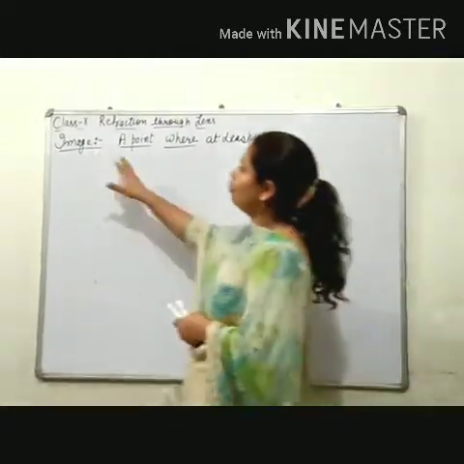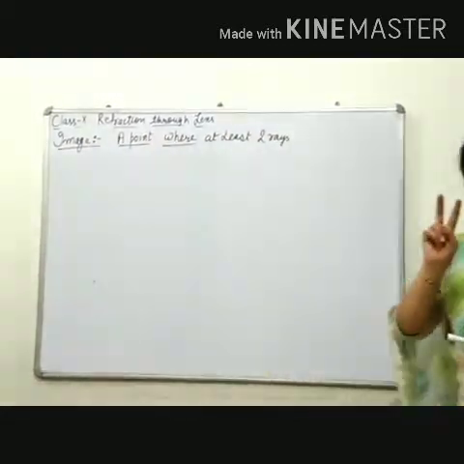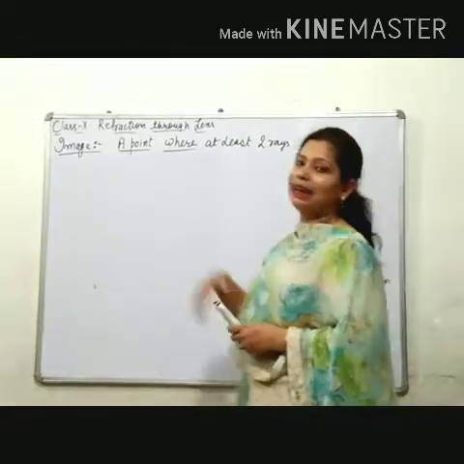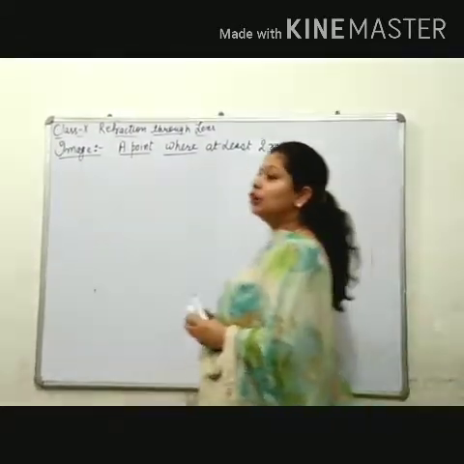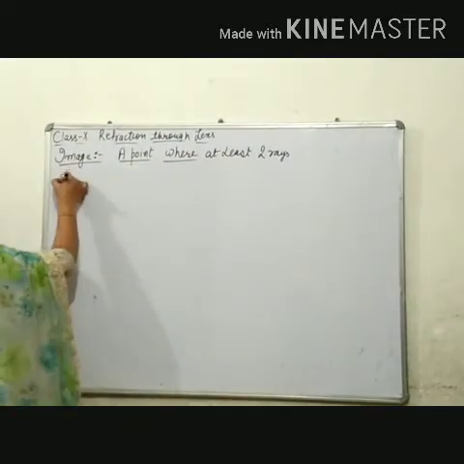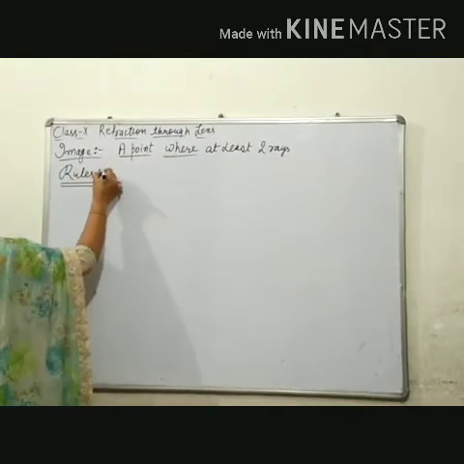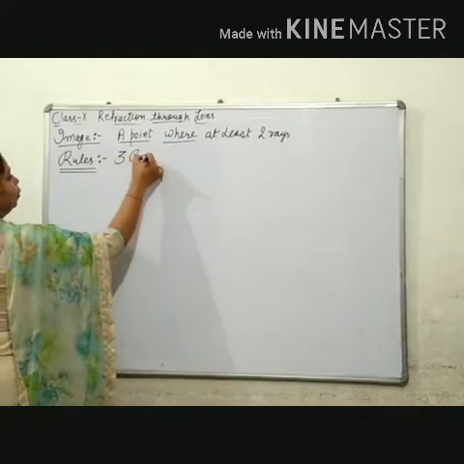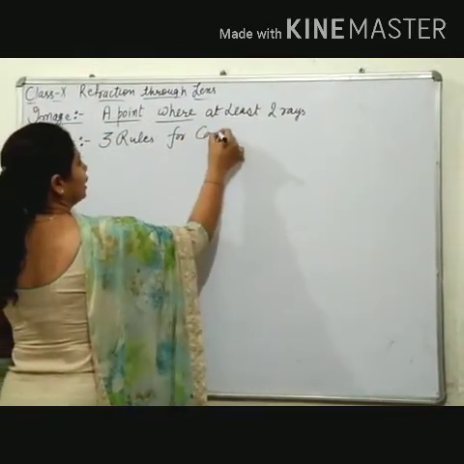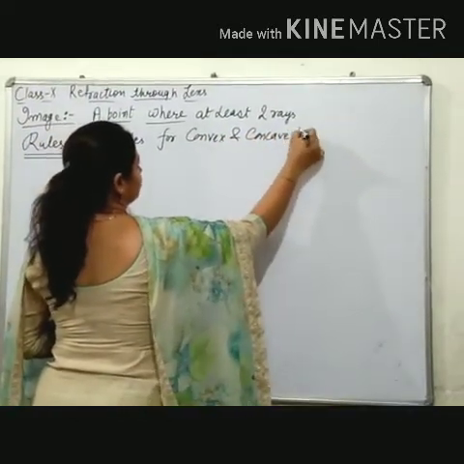But how will we form an image? An image will be formed where we join only two rays. At least two rays meet at a point. That point is known as the image. To form an image using convex and concave lens, there are certain rules. Mainly three rules are there for image formation using convex lens and concave lens.